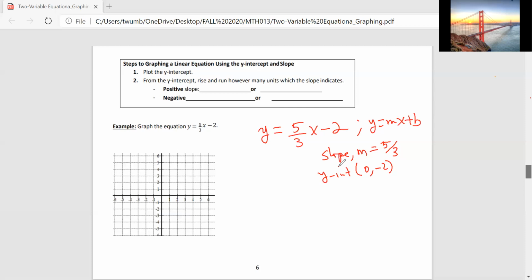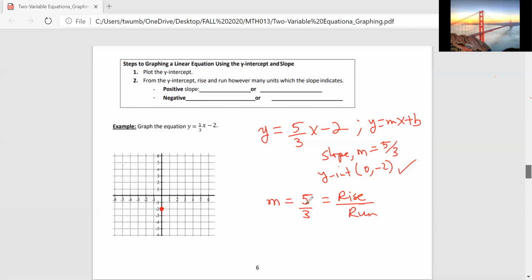Now, plot the y-intercept first. This is the y-intercept. It is 0, 2. I mean 0, -2. So 0 is here, -2 is here. So this is my y-intercept. Then I know the slope is rise over run. Slope is 5/3, which is rise over run.